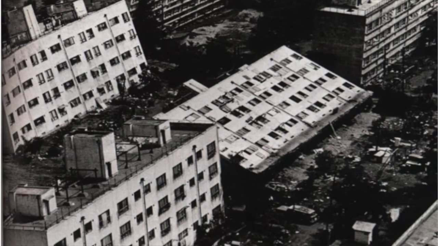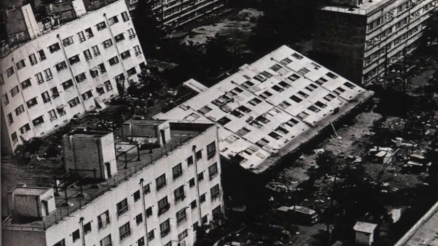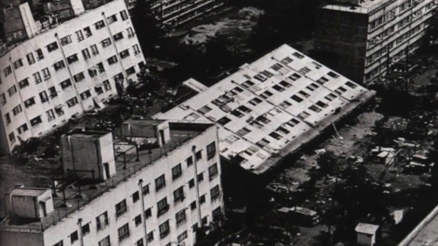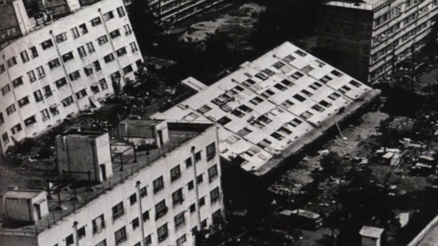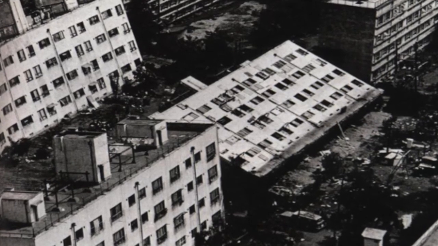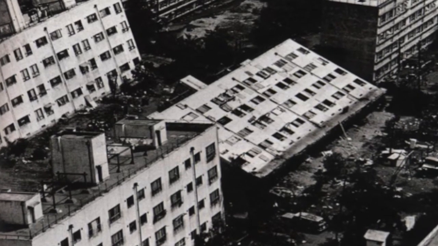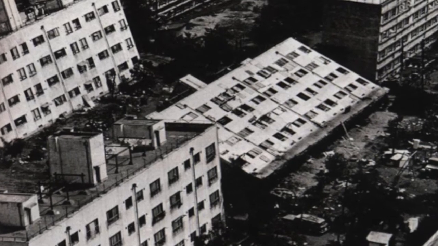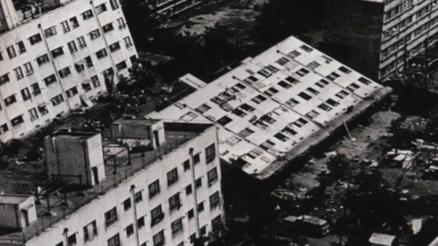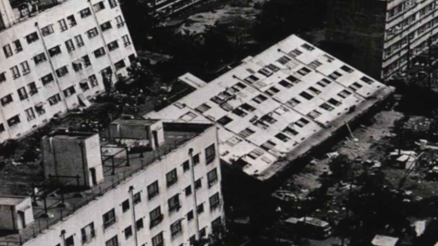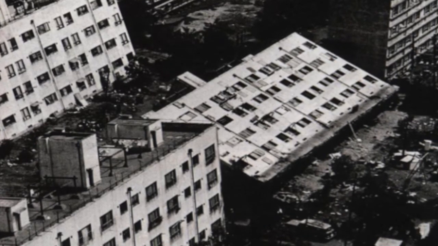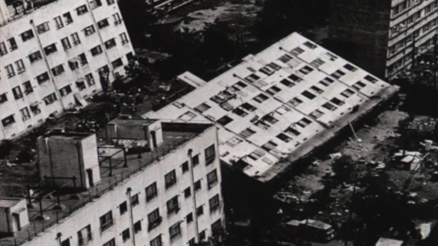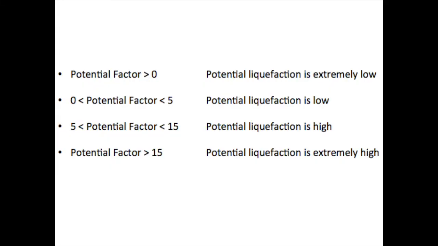In 1964, liquefaction was observed after the Niigata earthquake in Japan, and both resistance factors and potential factors were calculated for both liquefied and non-liquefied sites. It was proven that generally the resistance factor is less than 1 for liquefied sites and greater than 1 for non-liquefied sites. Using these values of resistance factor, the potential factor was then calculated at different depths, and the results are as follows. When the potential factor is 0, potential liquefaction is very low.